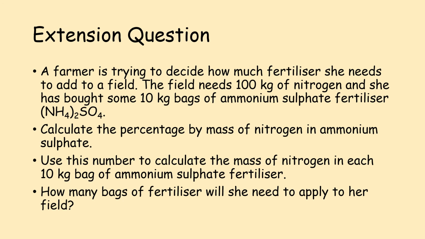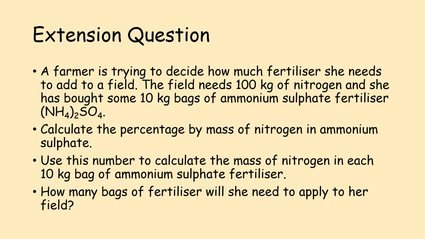Now then, if you're feeling brave, here is a lovely extension question for you. A farmer is trying to find how much fertilizer she needs to add to a field. She knows that the field needs 100 kilograms of nitrogen, and she's just bought some 10 kilogram bags of ammonium sulfate fertilizer. That's got nitrogen in. Look, (NH4)2SO4. So the first thing you have to do is work out how much nitrogen there is in each bag of fertilizer, because you can't just get nitrogen and scatter that on your field. It doesn't work like that. So you have to have it in a compound, in this fertilizer.